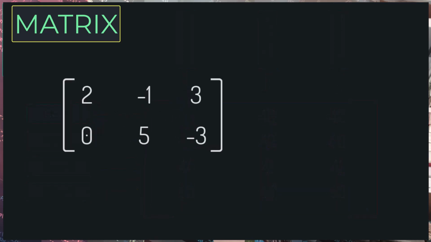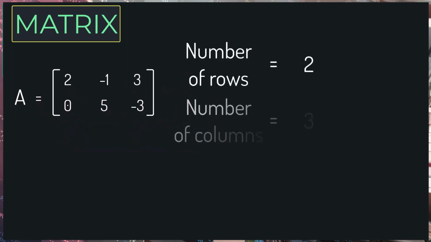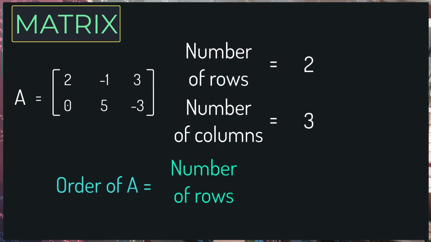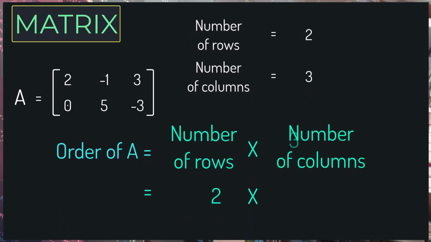Consider this matrix. Let A be its name. As a convention, we use uppercase English alphabets to name matrices. The elements of the matrix A are 2, -1, 3 in the first row and 0, 5, -3 in its second row. Obviously, this matrix has got 2 rows and 3 columns. Now, the order of the matrix A is written as 2 × 3. However, we read it as 2 by 3.